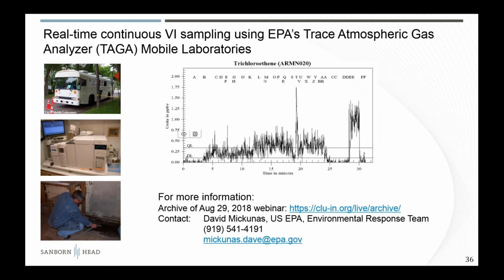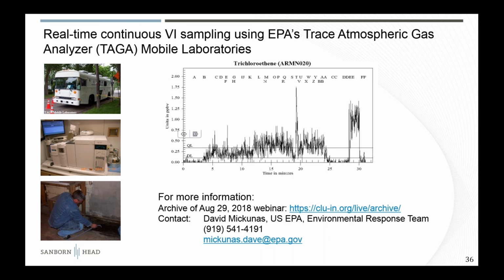I wanted to make you aware of another real-time instrument that's available, particularly for the state folks that are here. This is the US EPA Trace Atmospheric Gas Analyzer, also known as TAGA. Dave McCunis from EPA gave a presentation on this a couple weeks ago. It's archived now on Cluin if you're interested in it. A few snapshots from his presentation.